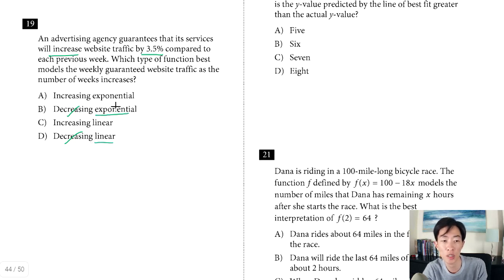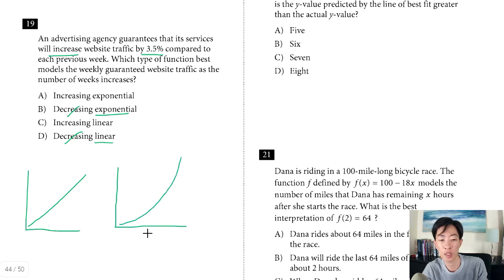The difference between an exponential and a linear function is that in a linear function, as time goes forward, you're increasing at each interval by the same amount. An exponential function means that as time goes forward, each period of time results in a bigger increase, as you can see by the increasing steepness of these triangles that I'm drawing. So when interpreting this, since it says it's increasing by 3.5% compared to each previous week, that tells you that the increase each week is not going to be the same.